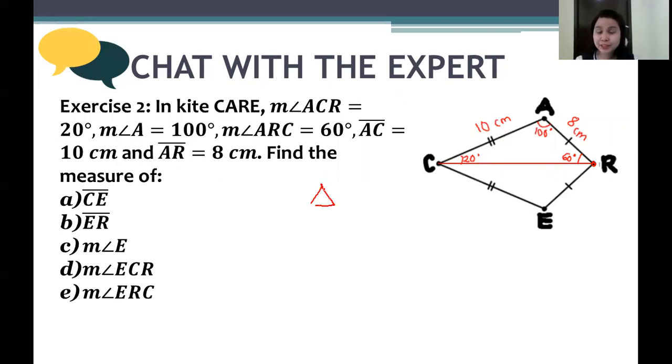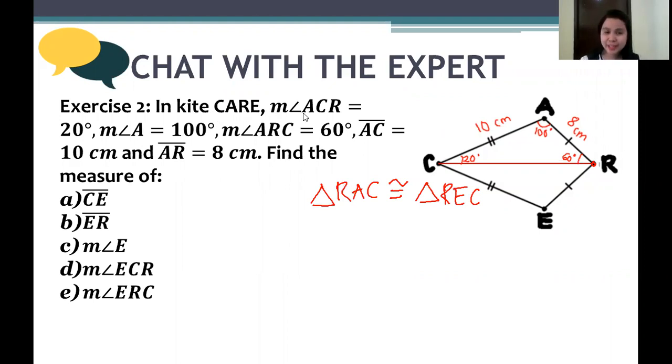Can you name it in the chat box? If I have triangle RAC, in what triangle is it congruent? Triangle RAC, RAC is congruent to what triangle? REC. Very good. So REC, that's it. So let's start with the problem.